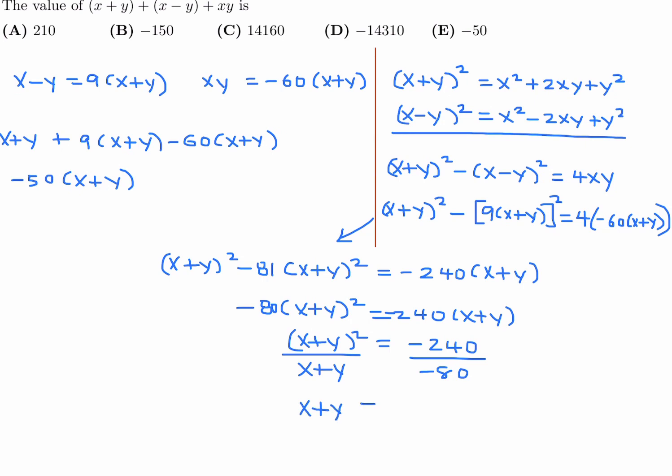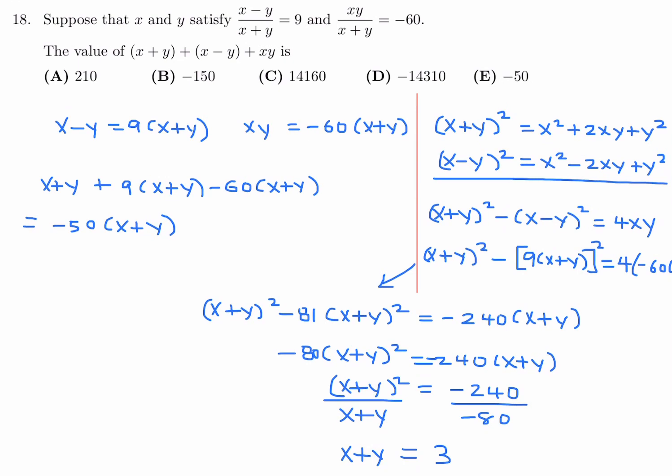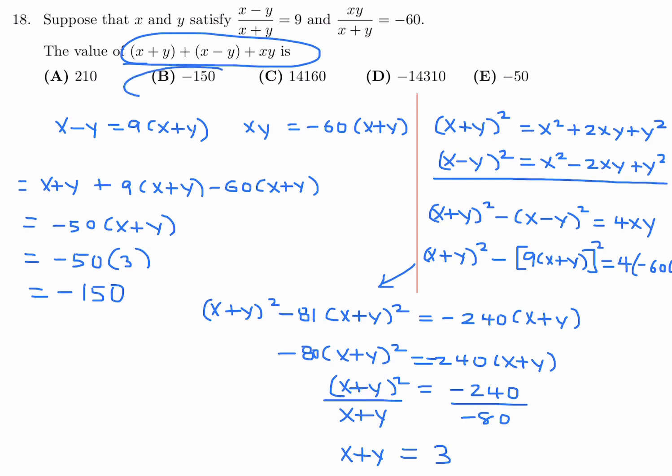So you just get x plus y is equal to 3. And therefore, since x plus y is 3, we can substitute it back into here. And the answer, therefore, is 150 for this expression. So number 18, the answer is B.